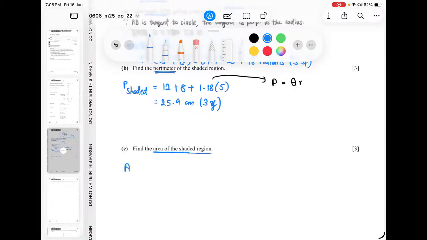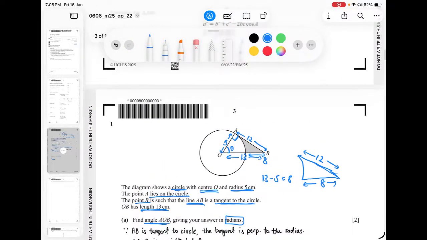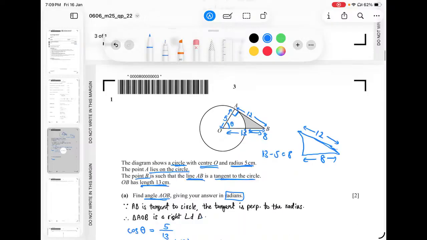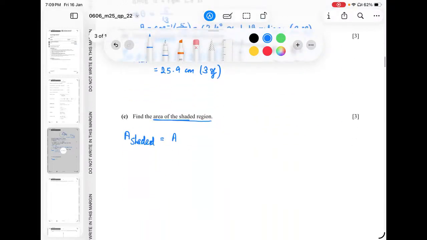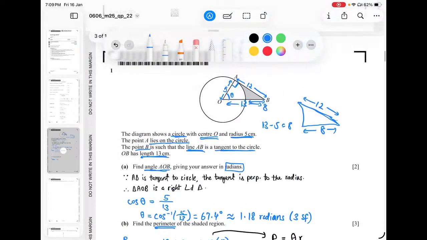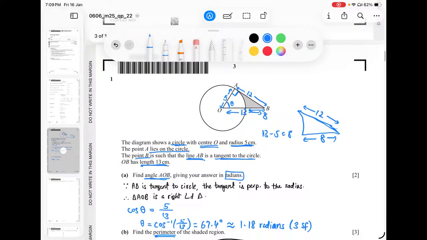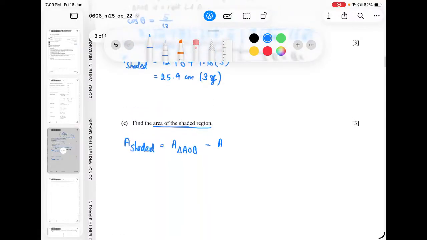Now the area of the shaded region, how are we going to go about that? It's basically the whole area of triangle AOB minus the area of the arc. So that's your area of the shaded region.